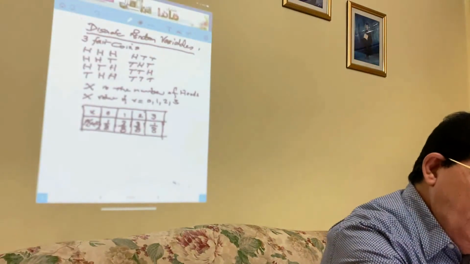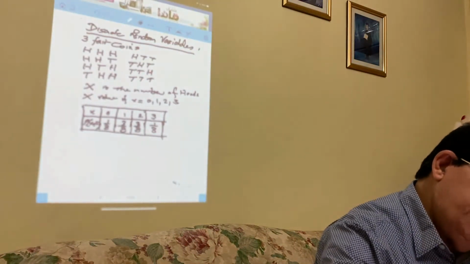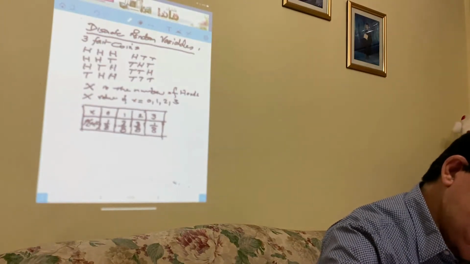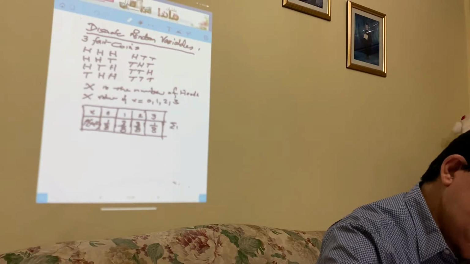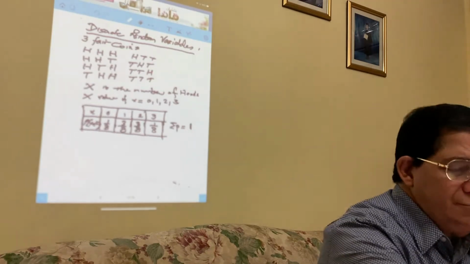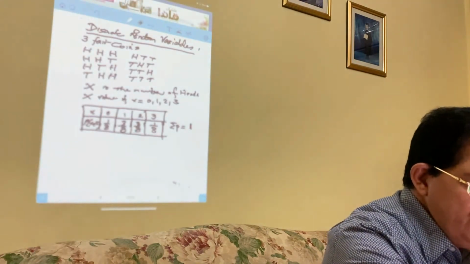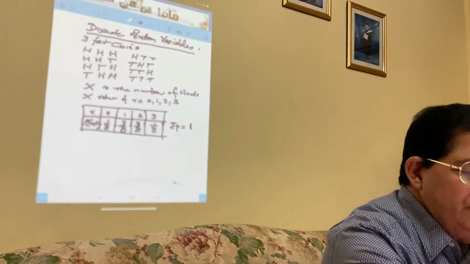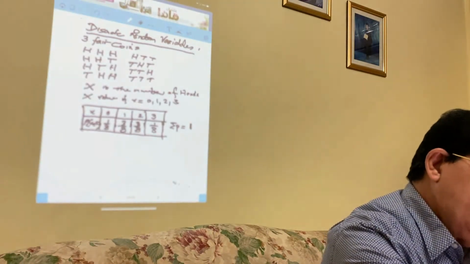There is one important point here in all problems: the sum of the probabilities equals 1. If you add up all the probabilities, the sum should be 1, because we covered all the cases.